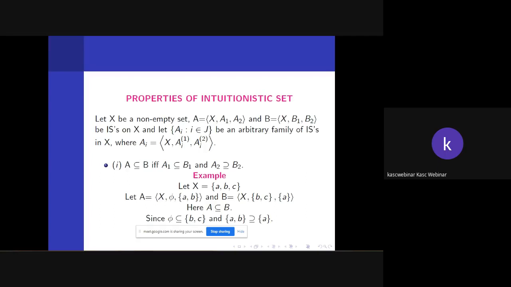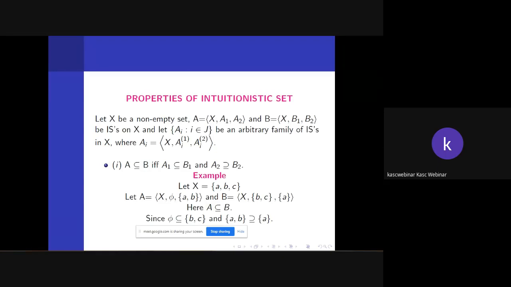So to check A is a subset of B, you have to consider the members first. Member of A should be the subset of member of B. So here phi is a subset of B comma C. So it is a subset. Non-member of A should contain the non-member of B. Here non-member of A is A comma B and non-member of B is A. So it contains A.